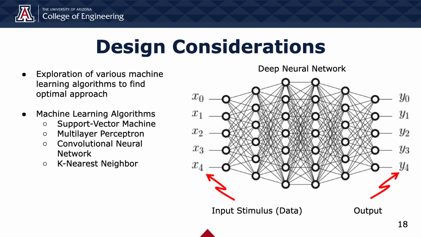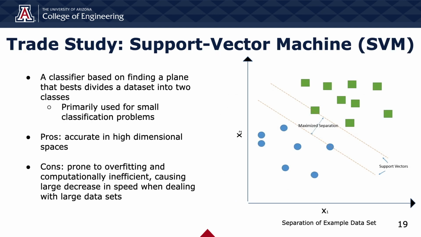Once we had obtained data, a machine learning algorithm needed to process that data and output the location corresponding to each RF fingerprint. We closely considered 4 different machine learning techniques. The first was a support vector machine, or SVM. This algorithm uses linear classification to draw vectors between different groups of data.